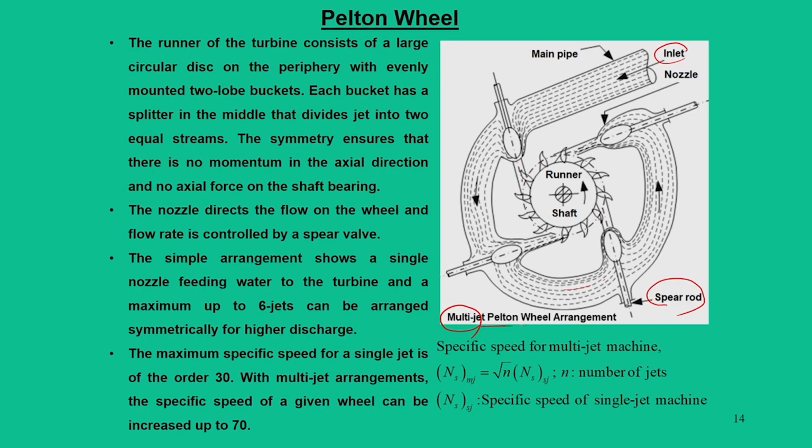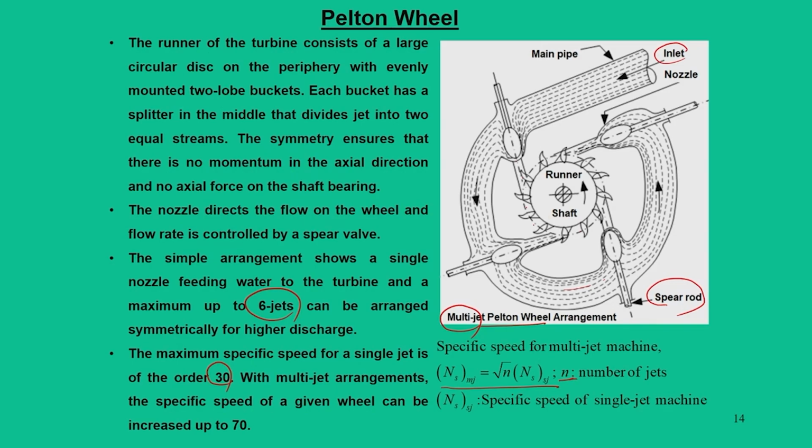And this is what we call multiple Pelton wheel arrangements. In general, we can go up to a maximum of 6 jets, and through this we can achieve a maximum specific speed of 30. There are expressions with which we can find out, depending on the number of jets, how we can increase the specific speed for this particular Pelton wheel turbine.